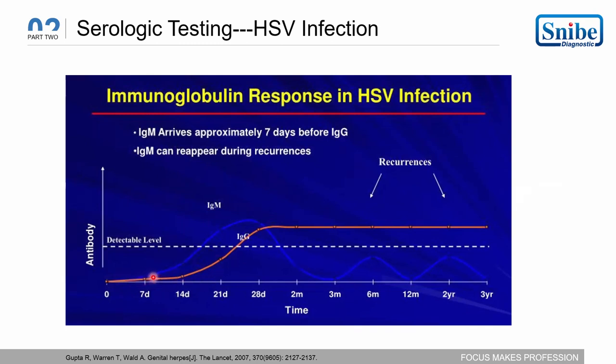If we talk about IgG, it has a later increase after 14 days of exposure, and then it goes up till 28 days, and after 28 days, it reaches a plateau value, which is the mean value during recurrence.